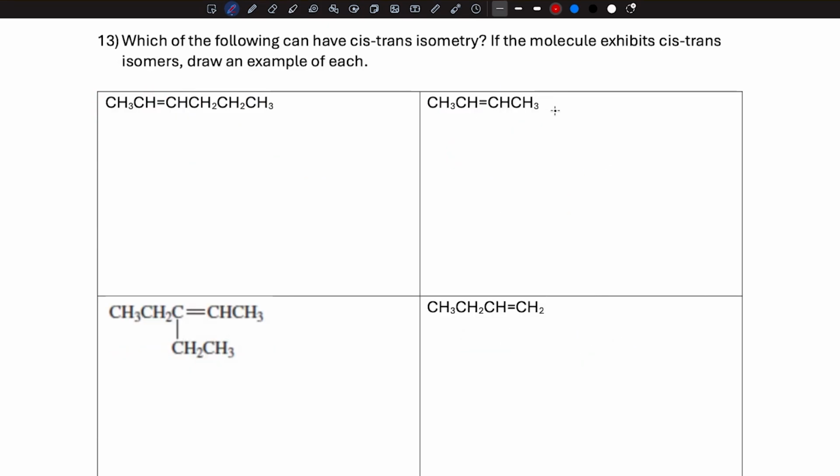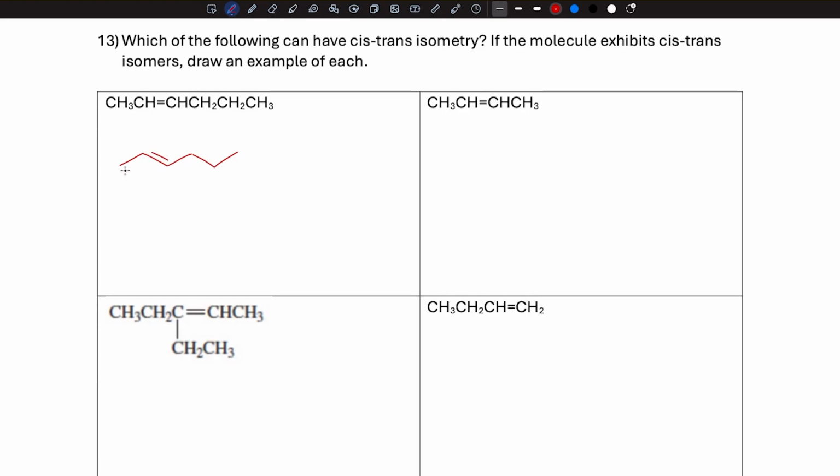In the next examples, we're trying to figure out whether these structures can have cis-trans isomerism. And if they do, draw out the cis and trans isomer of each. And to figure this out, the best way for me to do this is really let's draw it out. So it would look something like this. So we have 1, 2, 3, 4, 5, 6 carbons. And we have a double bond from the second carbon to the third carbon.